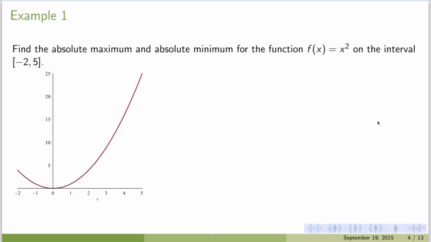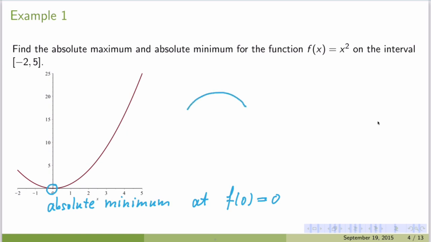Let us look at an example where we actually can compute stuff. Find the absolute maximum and the absolute minimum for the function f of x equals x squared on the interval from -2 to 5. And here the graph is shown, and you can clearly see what's happening. So the absolute minimum is right here, which is at f of 0 is equal to 0. But for the maximum, now we don't have something like what we maybe normally would consider to be a maximum. So there's nothing like this.